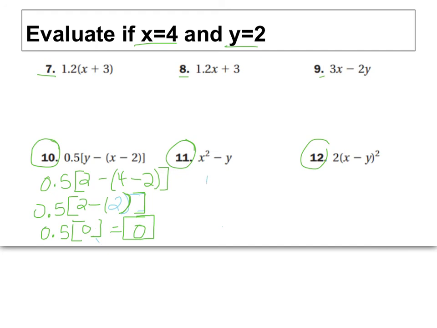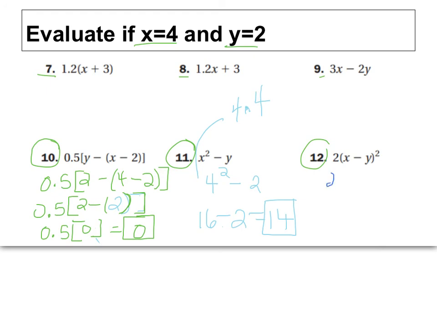X squared, so 4 squared minus y, which is 2. 4 squared, that's 4 times 4. Just to refresh your memory, that is not 4 times 2, but it is 4 times 4, which is 16 minus 2, which is equal to 14. That's a little bit different from the next one.